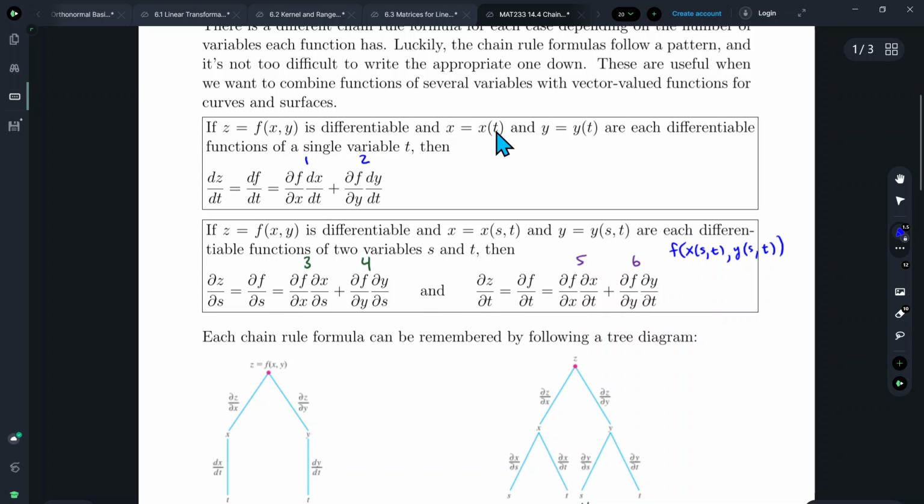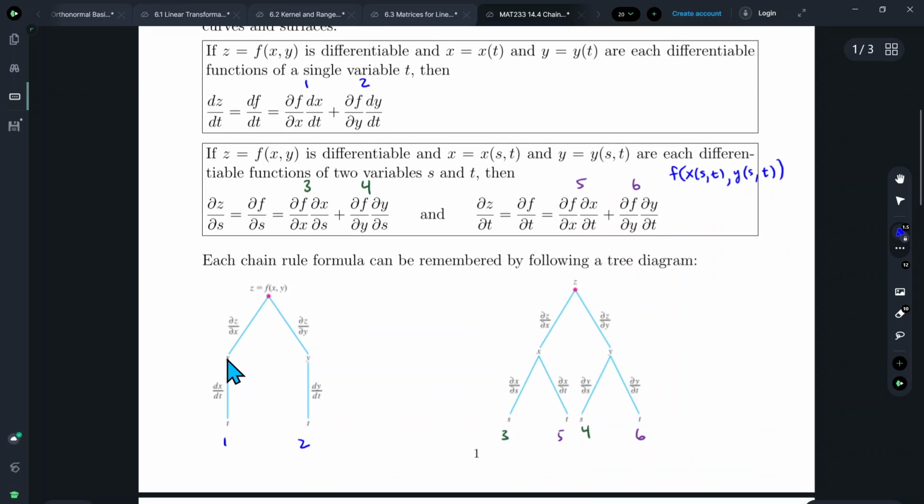And then each variable x and y might also have some number of variables. So in this case, x and y only have a single variable t, so from x you only have one branch t, and then from y here you only have one branch t. If they're functions of 2 variables like here, then each x and y branch out to 2 variables s and t. So this diagram represents this chain rule here, and then this diagram represents the 2 chain rule formulas here. Okay, so now how do we use the diagram to write down the appropriate chain rule formula?